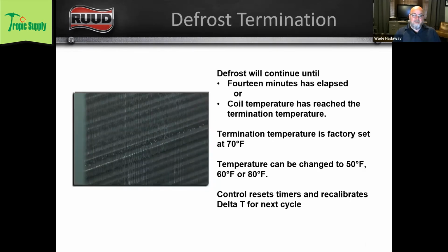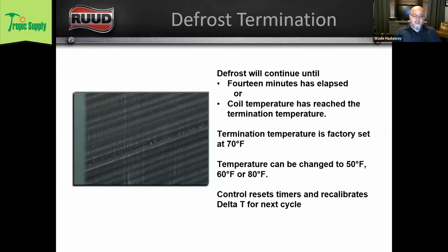And then that defrost cycle is going to continue. So we'll stay in defrost until our coil temp has reached the termination temp, or we've run for 14 minutes. So either 14 minutes of defrost, which is a long time, or the coil temp has reached its termination temp. And that ships from the factory at 70 degrees. So our factory termination temp for defrost is 70 degrees.